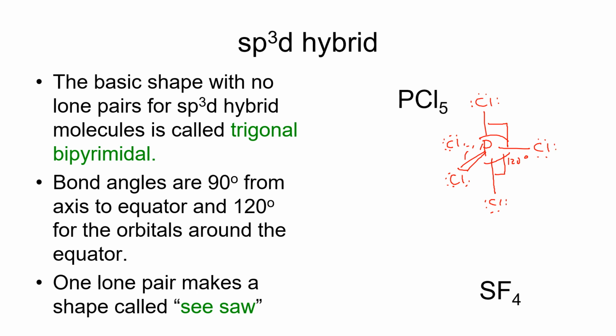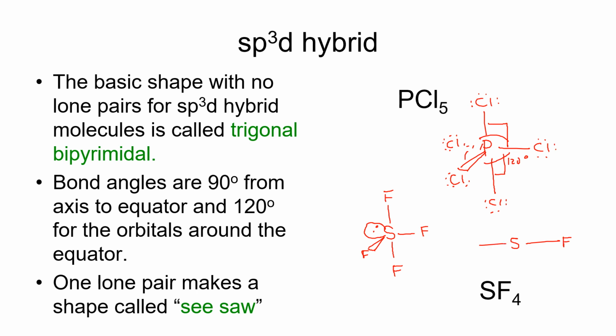So these angles here are all 120 degrees, and then the up and down ones are both 90. Our second one here is sulfur with 4 fluorines, which is also a SP3D hybrid. So you're going to have the same 4 fluorines in different spots, and then one lone pair, usually around the middle is where you put it. Now the way I've drawn it is kind of hard to see, but sometimes they call this seesaw.